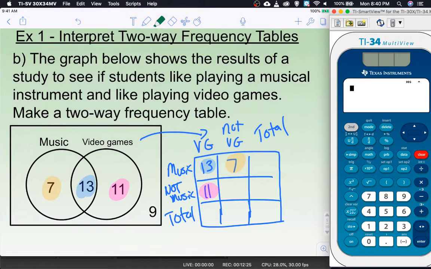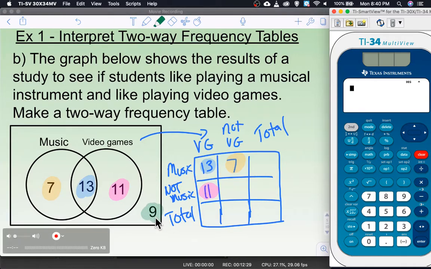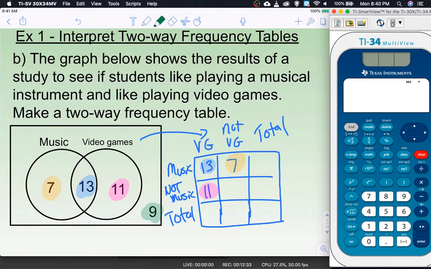Need a new color. Green. All right. These 9 people down here, they are not in any group. They are not in playing music. They are not in playing video games. Those 9 people don't like either thing.